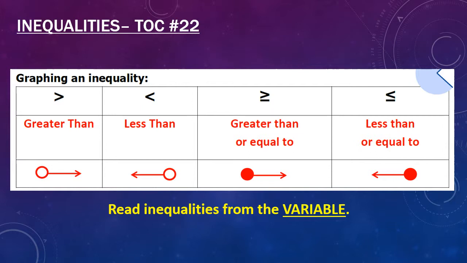And we always read inequalities from the variable. We're going to teach you to write them always both ways so you don't get confused, but always reading inequalities from the variable. That's the letter. Remember, the variable is the letter.